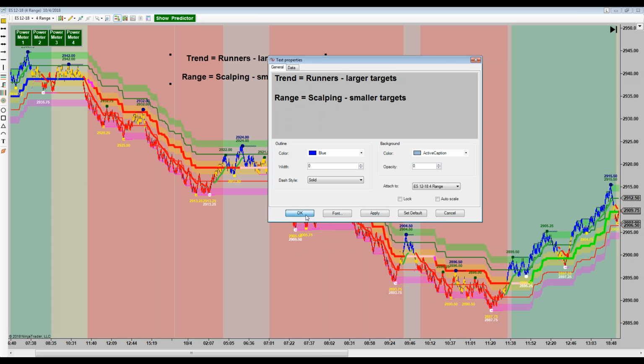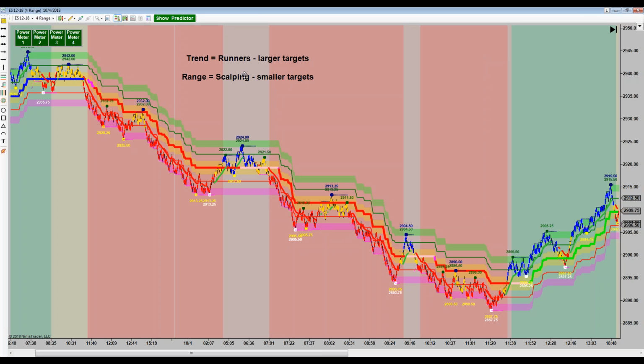Now, how do we know at any given time whether we are in a range and should be looking for scalp trades, or whether we're in a trend and we should be looking for runners? What is the primary difference between these two market conditions, trend and range? Any ideas?